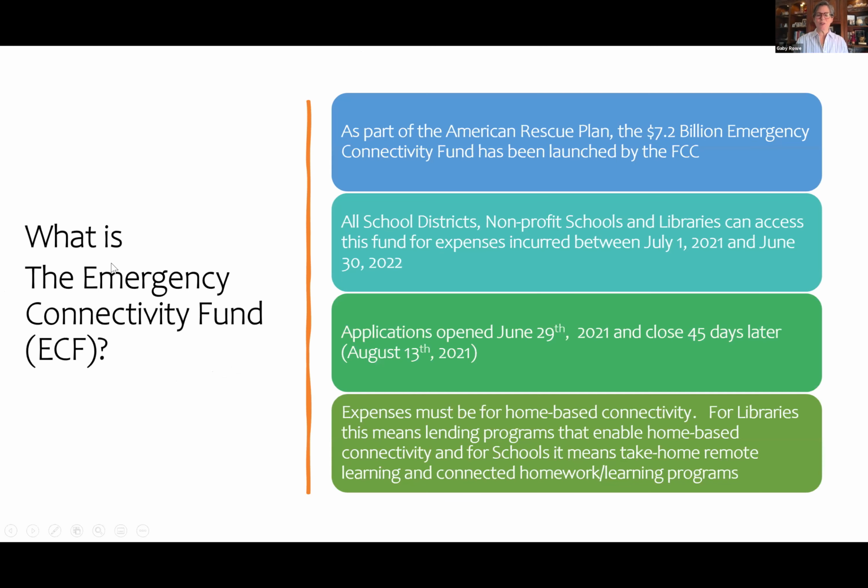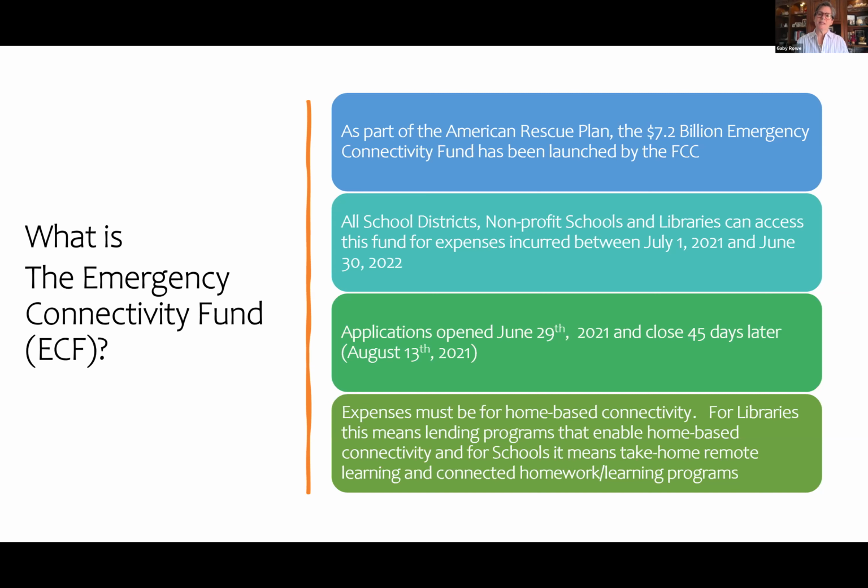So what is the Emergency Connectivity Fund? As part of the American Rescue Plan, a fund of $7.2 billion was established specifically to focus on home connectivity. All school districts, nonprofit schools, and libraries have access to this fund. And those are for forward expenses, which is very important to remember when thinking about ECF. This is not a reimbursement program for things that you spent money on during COVID.